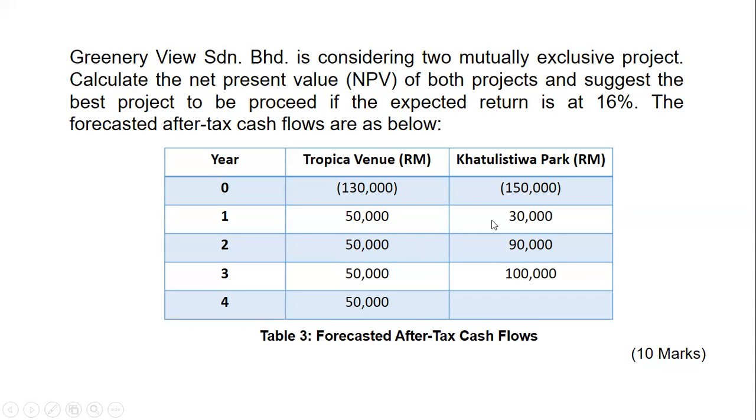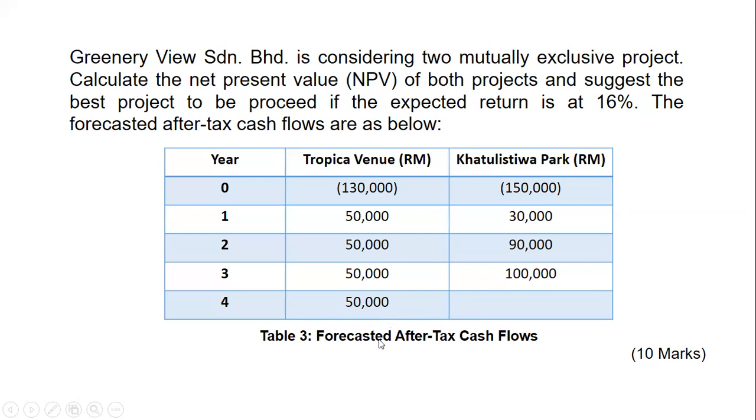Okay, and as for Katulistiwa Park, it provides a return for 3 years, right? With an initial outlay of 150,000. Whereas for Tropical Venue, the initial outlay is lower. Okay, initial outlay is lower, equal cash flows and return up to 4 years. As for Katulistiwa Park, higher initial outlay, and the return is only up to 3 years.